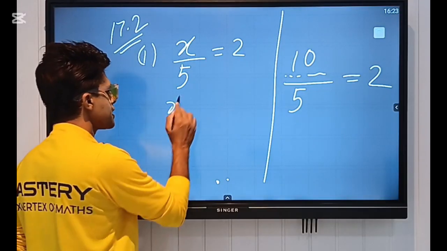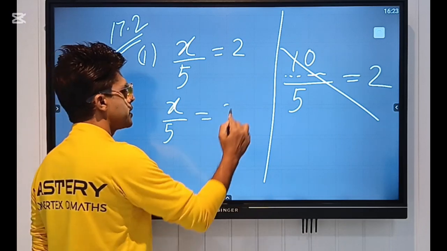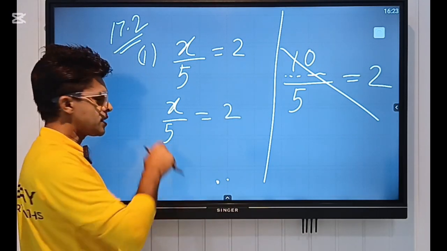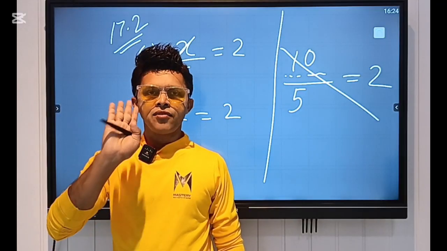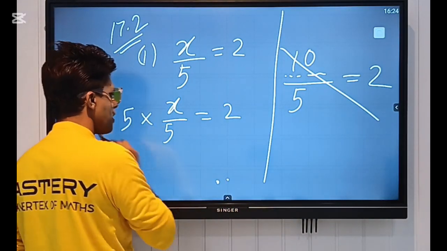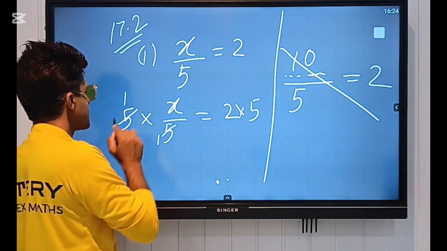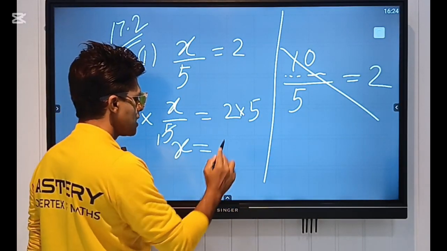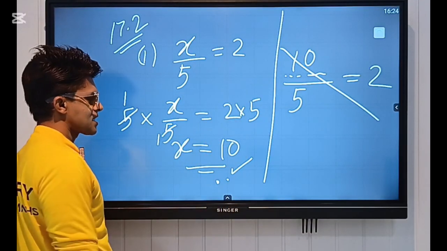This is taken generally. Here in the denominator, you could see 5 as the denominator. Therefore, you could multiply both sides by 5. This side by 5, this side as well multiplied by 5. Now 5 and 5 can be cancelled out. 1 into x, and 2 times 5 is 10. We knew the value of x, that's 10.